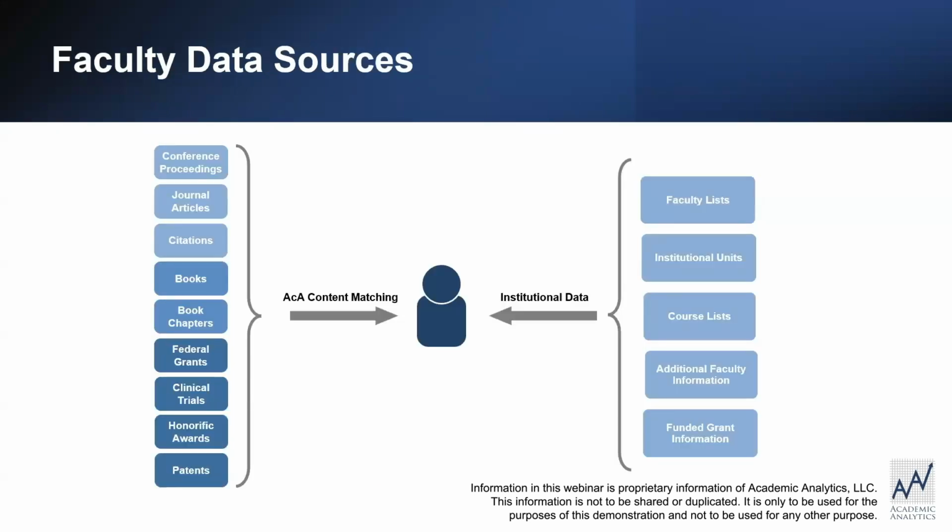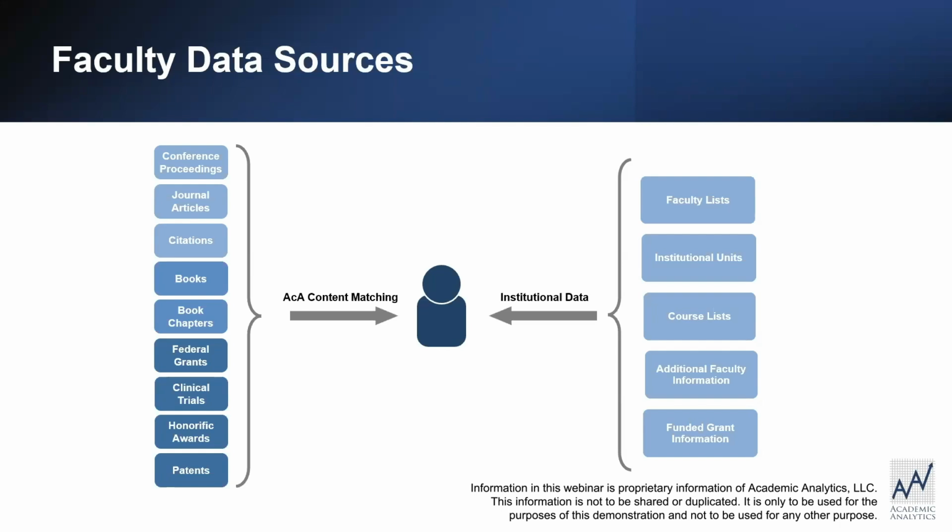Okay, so I spoke about having a pre-populated faculty profile, which is available in FI as well as FAR. This data is coming from a variety of sources. Our conference proceedings, journal articles, and citations are all coming from Crossref. Our books and book chapters are coming from Crossref as well as Baker and Taylor.